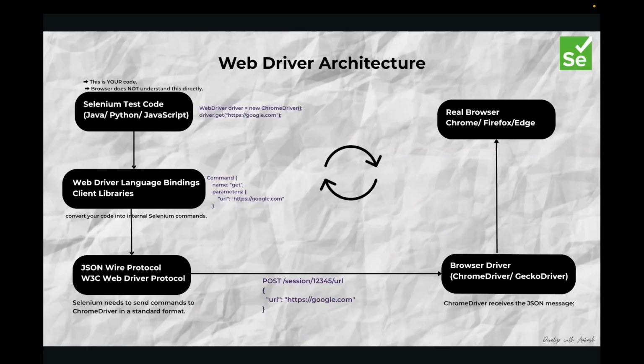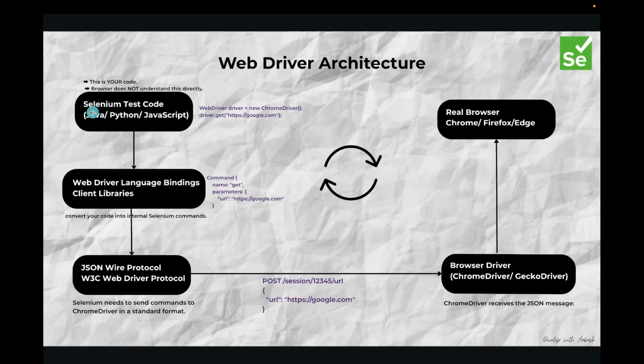So the architecture you see on your screen is of a WebDriver. First of all, let's take an overview of the architecture. There are 5 parts to this architecture of the WebDriver. The first part is the Selenium test code, where you write your Selenium test code. The second part is called the WebDriver language binding or the client libraries. Both are the same thing. The third part is the JSON wire protocol. The fourth part is a browser driver, and the fifth and final part is a real browser, that is Chrome, Firefox or Edge, whatever you are using.